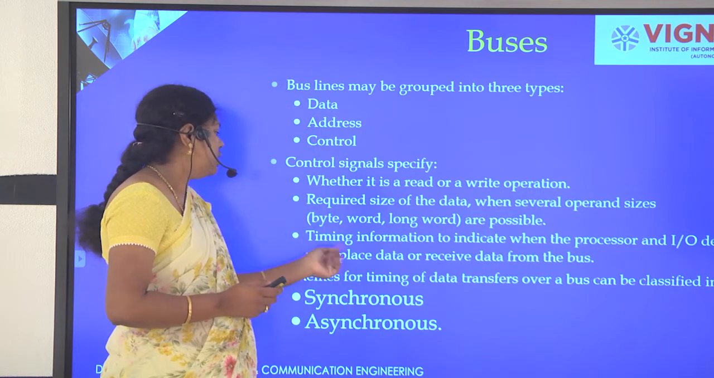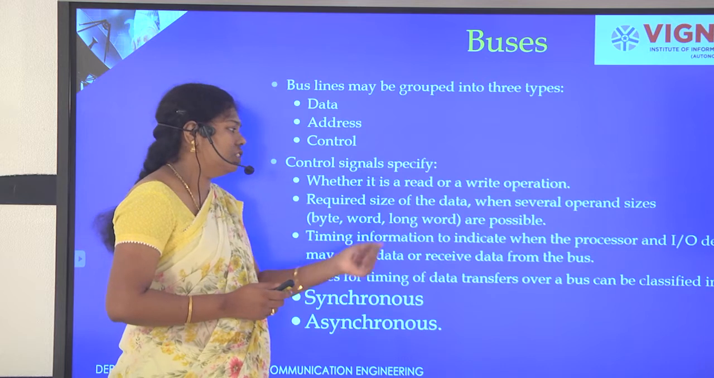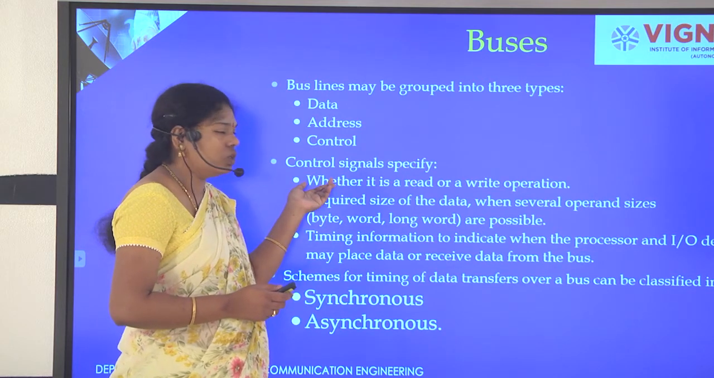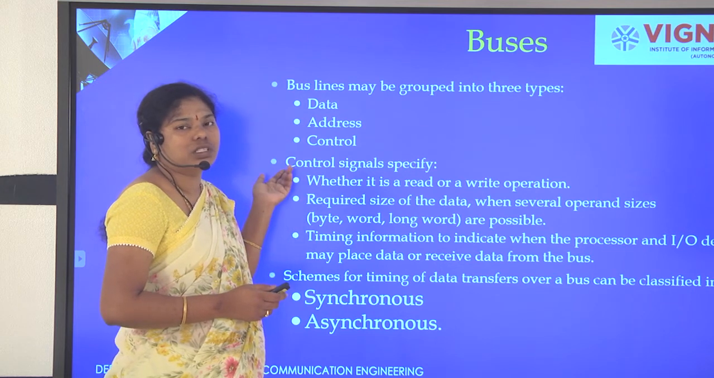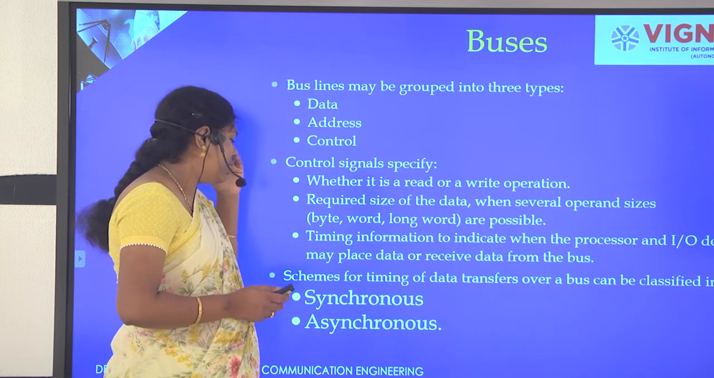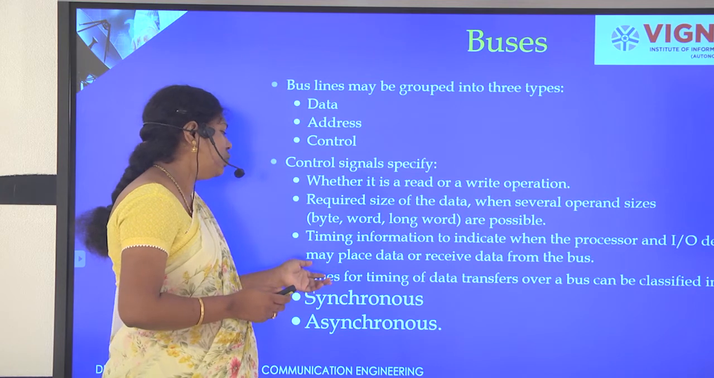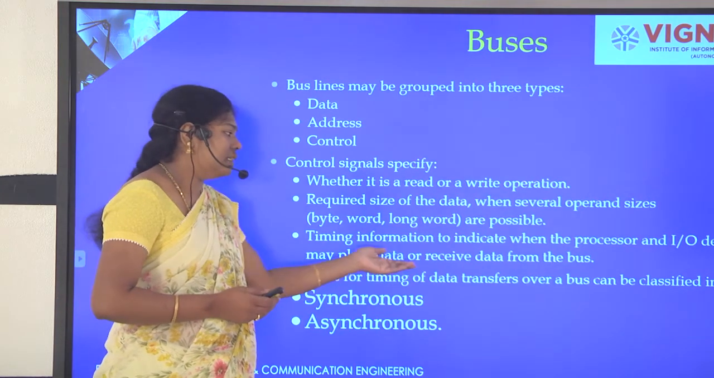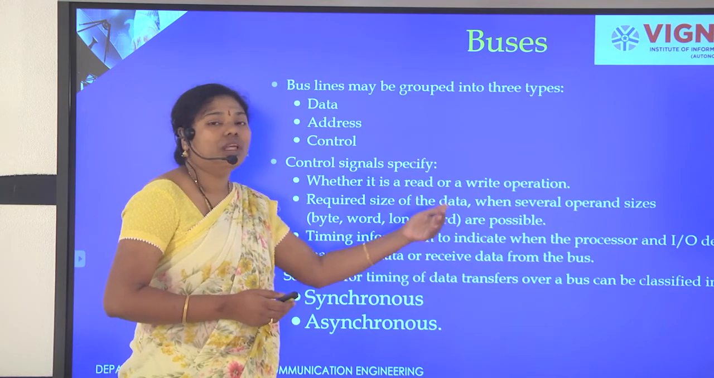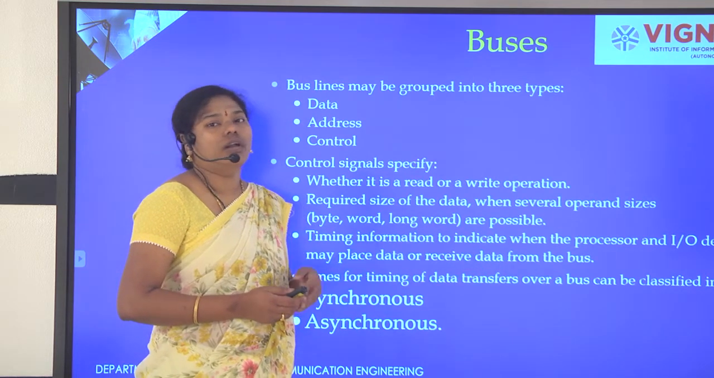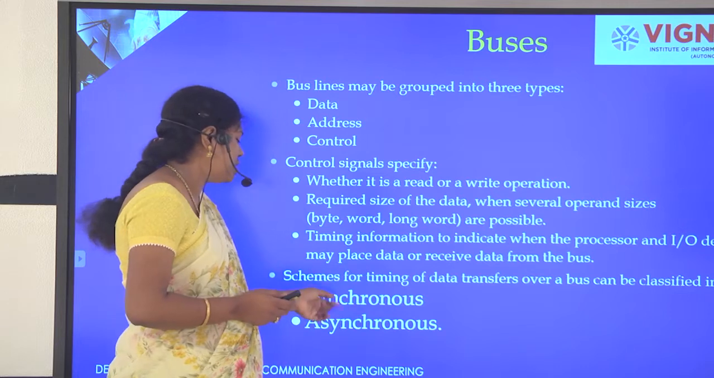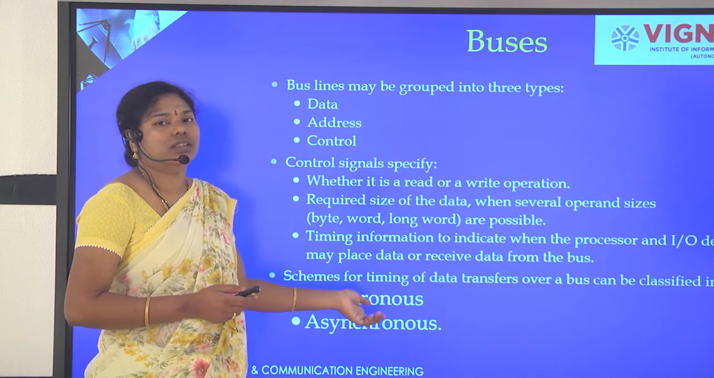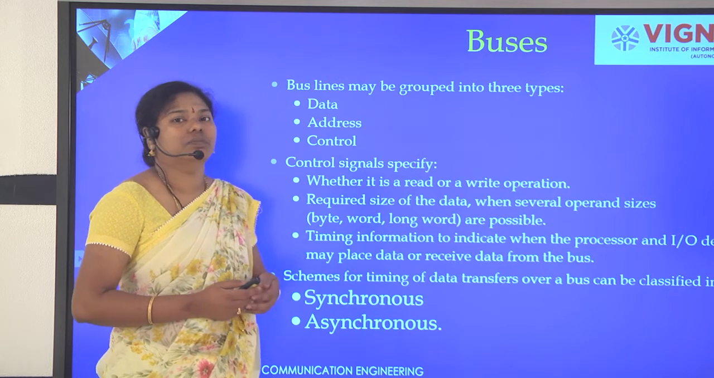The next thing is the timing information. The timing information is also under the control bus and it is processed by the processor. The basic question is which scheme we are using for timing of these data transfers over the bus from processor to memory or IO. The basic schemes are synchronous and asynchronous. Now we are going to see these synchronous and asynchronous buses.